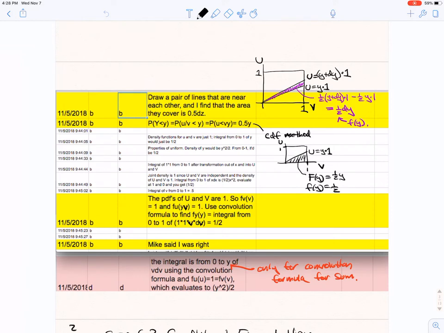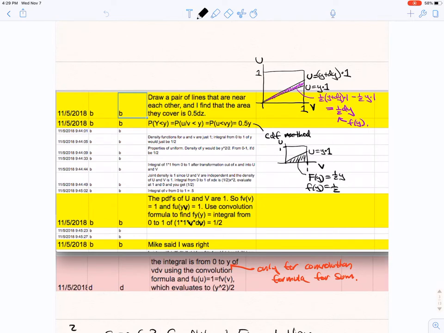So one student says, draw a pair of lines that are near each other, and I find that the area they cover is 0.5 dz. So that's very nice. Just remember that we're looking inside of a box, a (0,1) by (0,1) box here. And so the area of this wedge is the area below the top line of that triangle minus the area below the bottom line of that triangle, right?